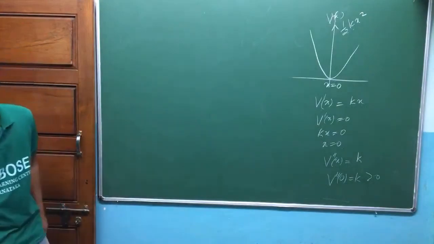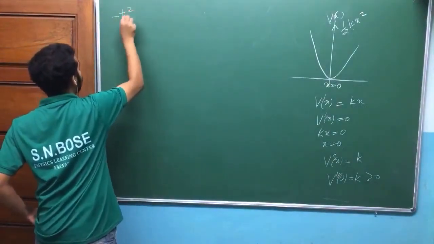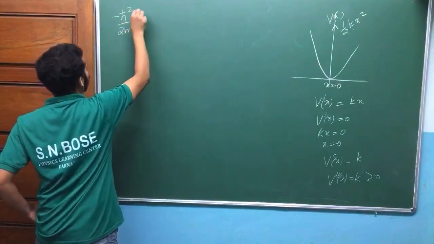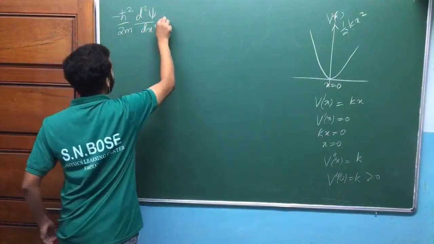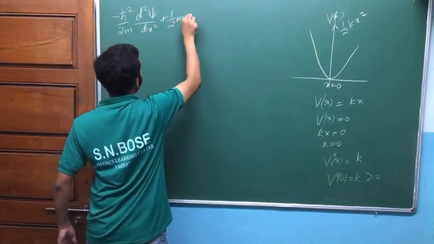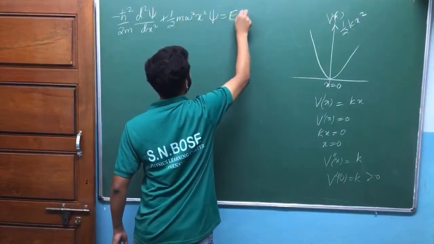Now again, our next idea is to solve this equation. Am I right? Minus h bar square by 2m d square psi by dx square plus half m omega square x square of psi is equal to E into psi.